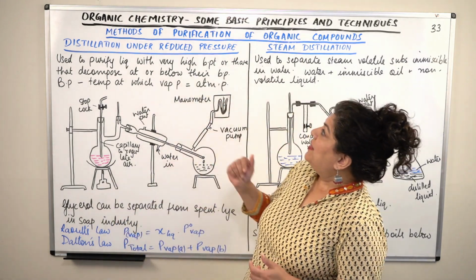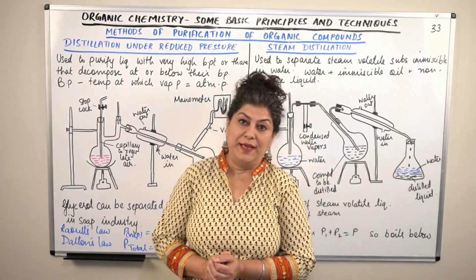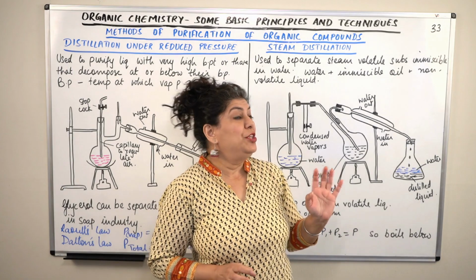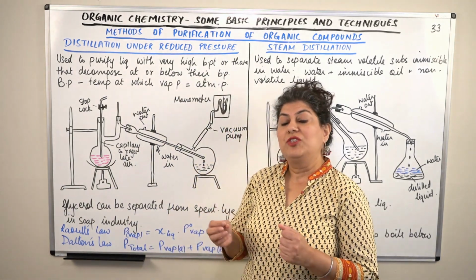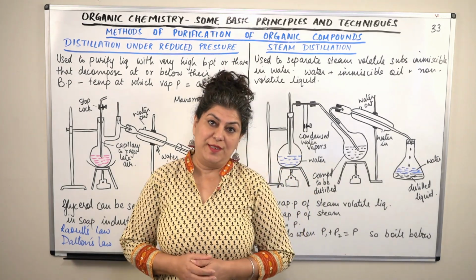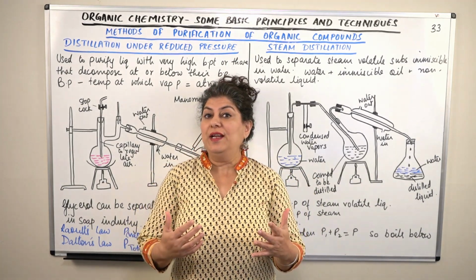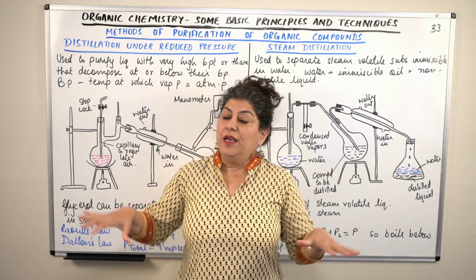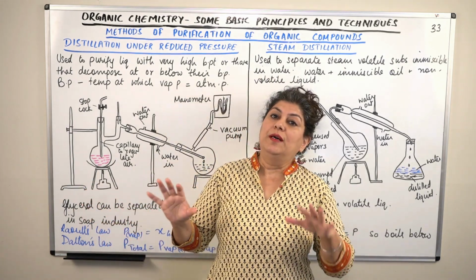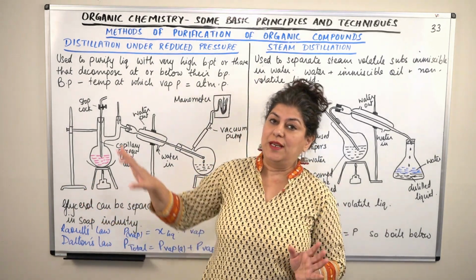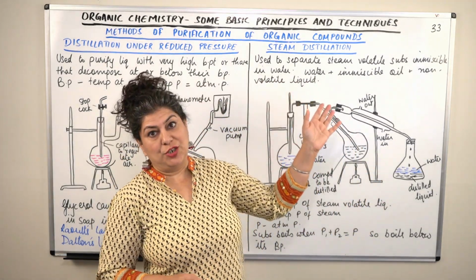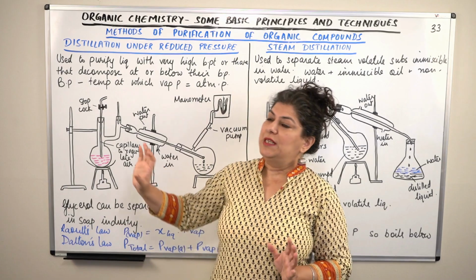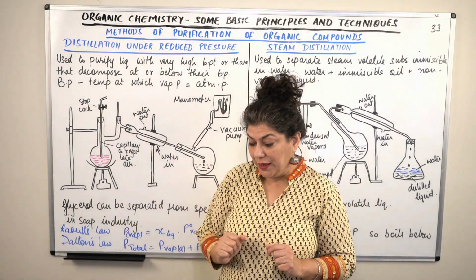We were doing the various methods of purification of organic compounds, and in part 32 we were discussing distillation. I told you about simple distillation and fractional distillation. So moving ahead with our discussion about distillation, in this video I'm going to tell you the other two kinds of distillation, that is distillation under reduced pressure and steam distillation. So in this video I'll be telling you about these two.